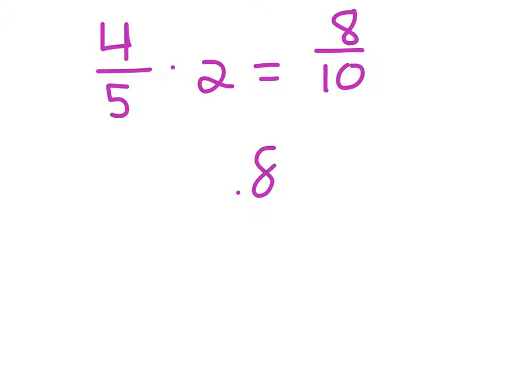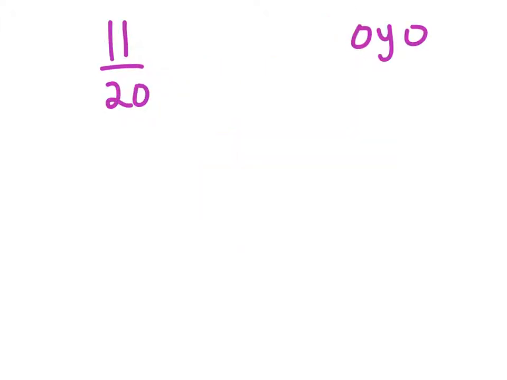Well, I can easily get 5 to 10. I'm just going to multiply by 2. 5 times 2 gives me 10. Multiply the numerator by 2 gives me 8. And then our last step is once we have our denominator, 10, 100, or 1,000, is to write the numerator behind the decimal. So here I have 8/10, and that's my answer. Here's one for you to try on your own.